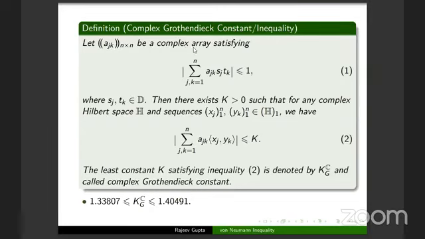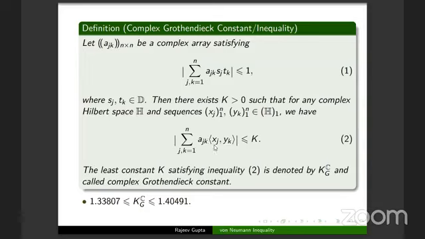As you can see, I'm starting with a complex array. Right now I have an n by n complex matrix which satisfies equation 1, that is, the summation of ajk sj tk is of modulus at most 1 if your sj and tk come from the unit disk. That is, modulus of sj is less than or equal to 1 and modulus of tk is less than or equal to 1. For any fixed complex array, equation 1 may not be satisfied automatically, because the ajks might be very, very big. So we are imposing this condition on the complex array.